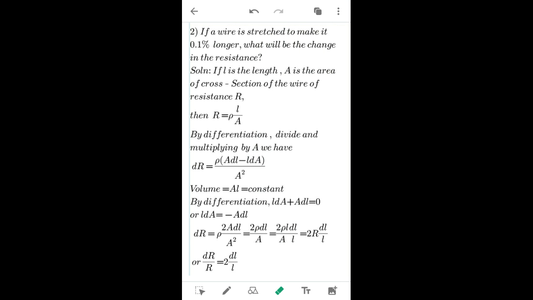I'll read out the numerical. If a wire is stretched to make it 0.1% longer, what will be the change in the resistance? So it is asked in AIEEE. It is an AIEEE question, asked in 2012 or 11, I think so.